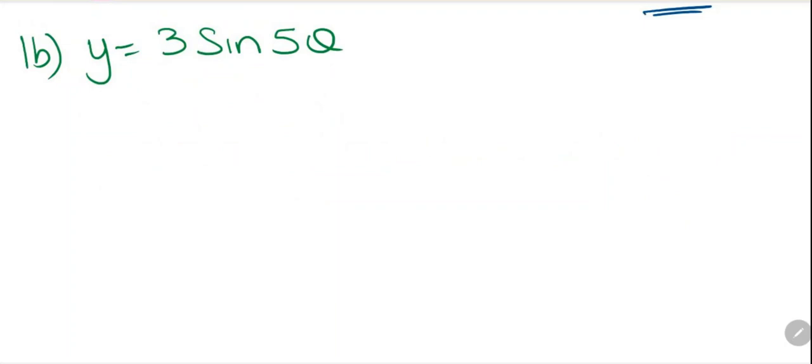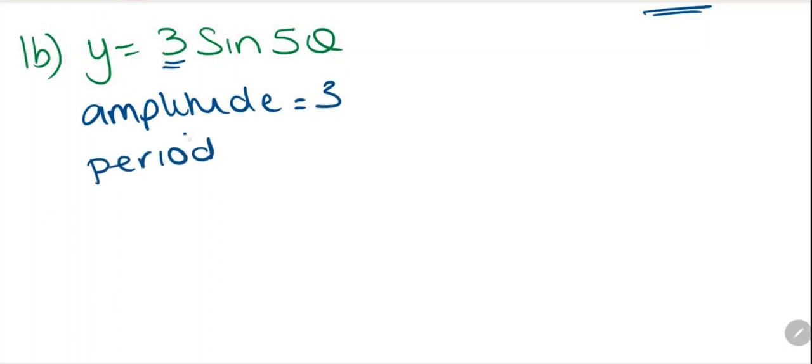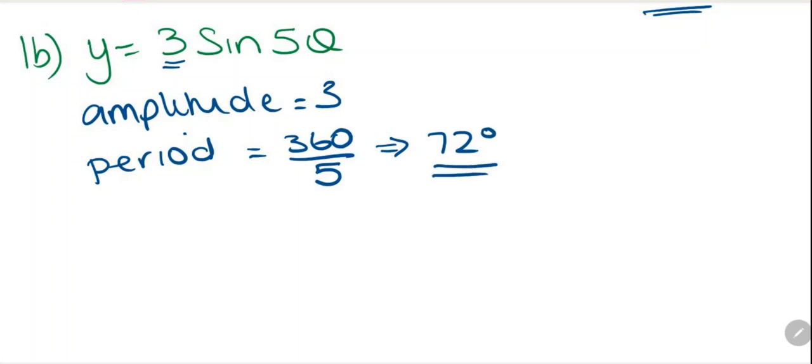So the next question: y is 3 sine 5 theta, and we need to find the amplitude and period. If you look here, this is the amplitude, so the amplitude is equal to 3. And to find the period, we're working in degrees, so we'll leave it. We have 360 divided by 5, which is 72 degrees. So we have an amplitude of 3 and a period of 72.